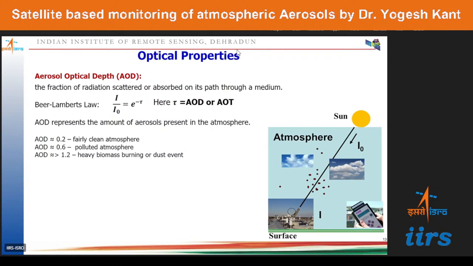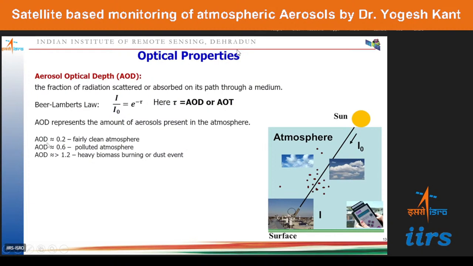It means how much of the radiation is absorbed or scattered on its path through a medium. When the solar radiation reaches the atmosphere from the sun, how many particles in the atmosphere scatter or absorb, and how much radiation reaches the ground? So it determines the fraction, and this decreases exponentially, depending on a factor known as the optical depth. Using this equation, we inversely calculate the optical depth in the atmosphere.